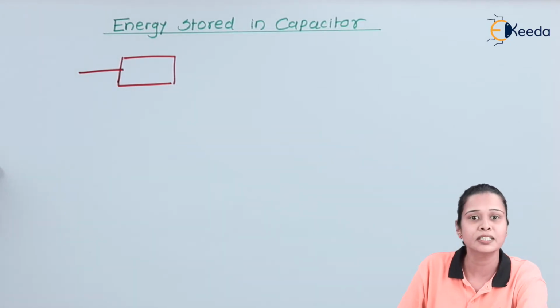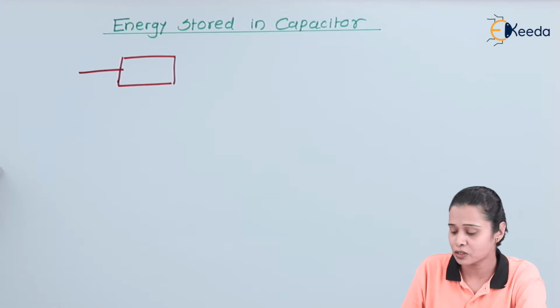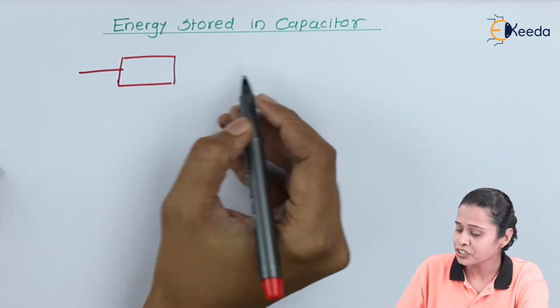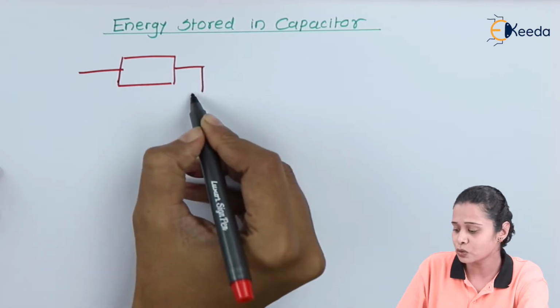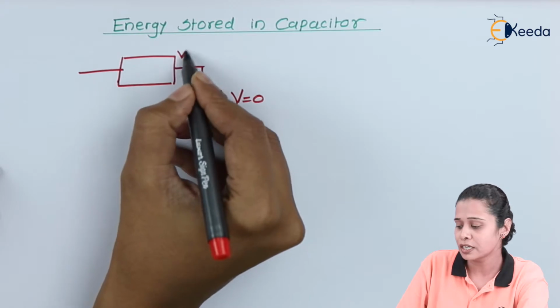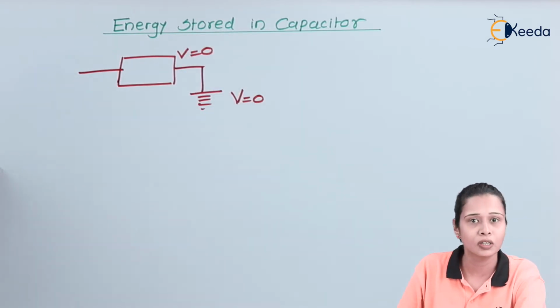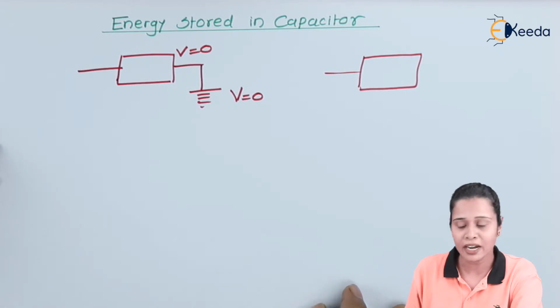A capacitor is nothing but parallel metal plates. It's a combination of metal plates or conductors. Initially there is no charge on the capacitor. When we connect it to the ground, the potential on the metal plate is 0. Now we connect this metal plate to the battery.